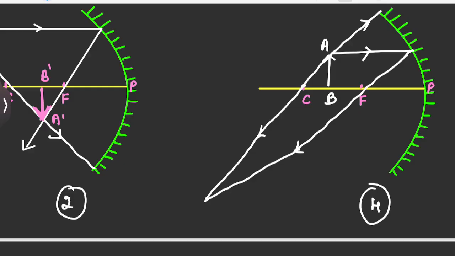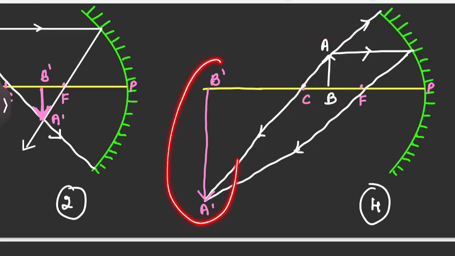So here let us extend this. So this is the place. So this is the point of intersection, and here you can see the image is formed. So let us draw the image. So from here to here you can draw like this. So this point you will be writing it as A dash B dash, and this is the image. So this is the object and this is the image.